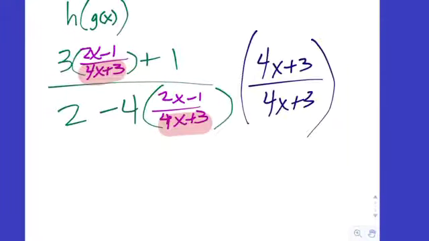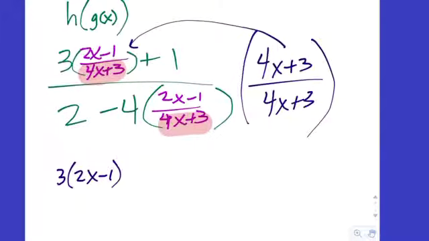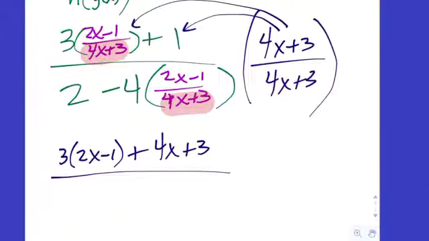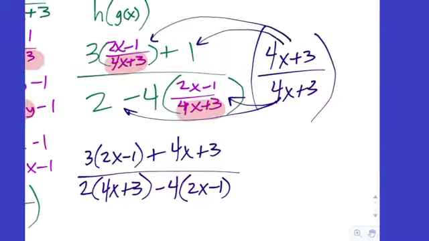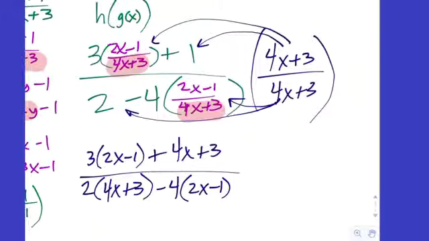And at this point, this should be pretty easy for you. When you distribute the 4x plus 3 to the first term, the 4x plus 3's divide out, and you're left with 3 times 2x minus 1. Plus, when you distribute to the 1, 1 times anything is itself, you're just left with 4x plus 3. So that takes care of the complex fraction in the numerator. In the bottom, we'll do the same thing. We distribute, and we get 2 times 4x plus 3. When I distribute to the second one, I'm left with minus 4 times, the 4x plus 3's divide out, and you're left with 2x minus 1. So that accomplished our goal of getting rid of the complex fraction.